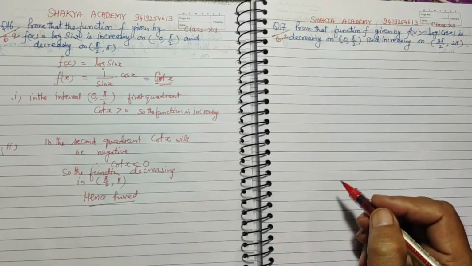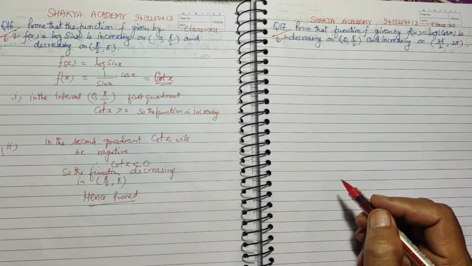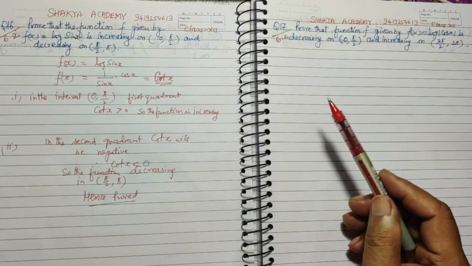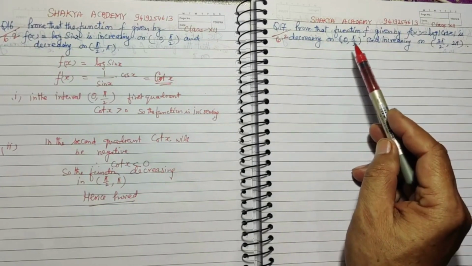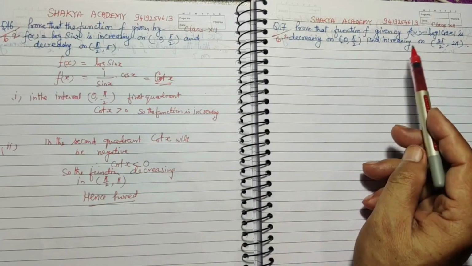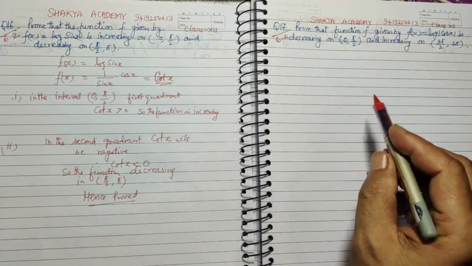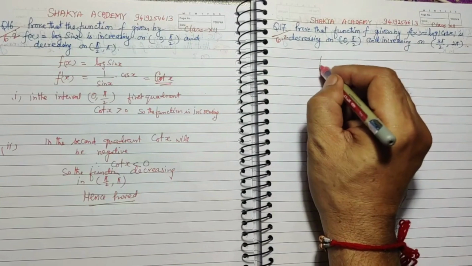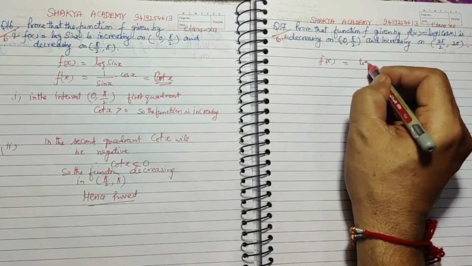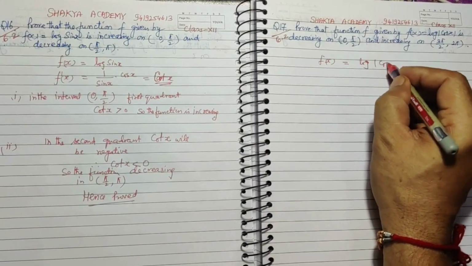Now let us see question number 17, which says prove that the function f given by f of x is equal to log cos x is decreasing in the interval 0 comma pi by 2 and increasing on 3 pi by 2 comma 2 pi. So let us write the function first. f of x is equal to log cos x.